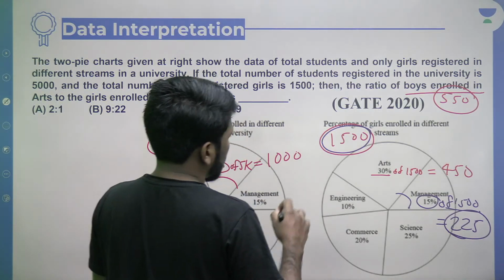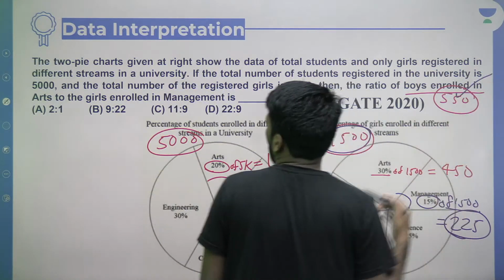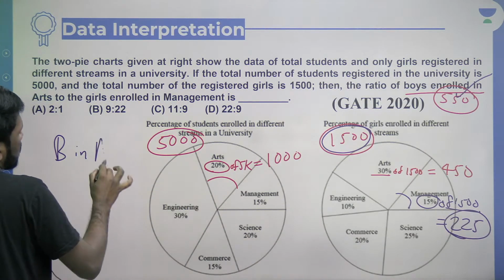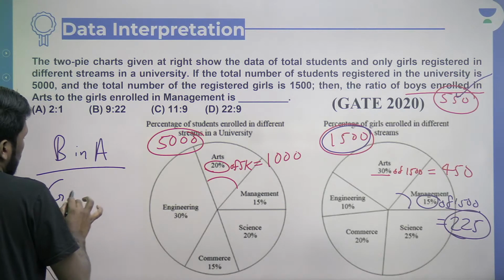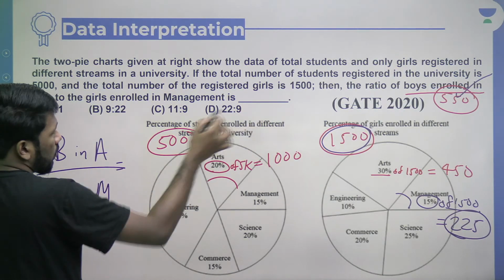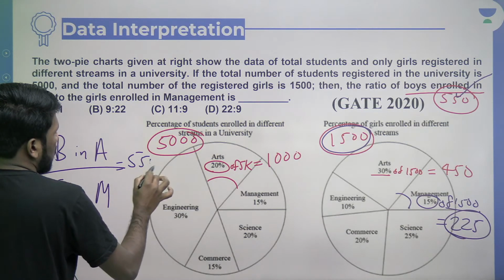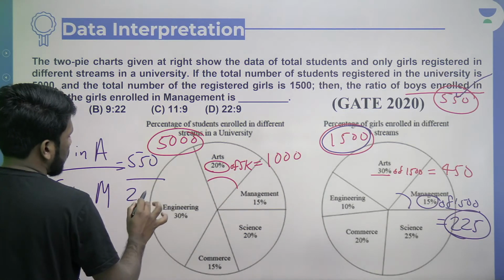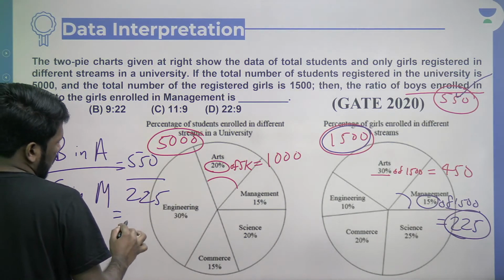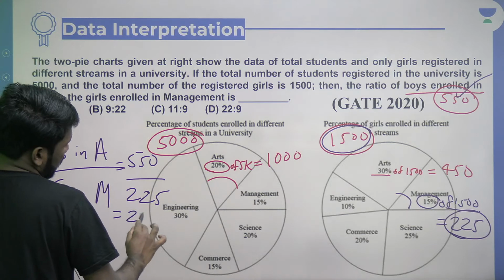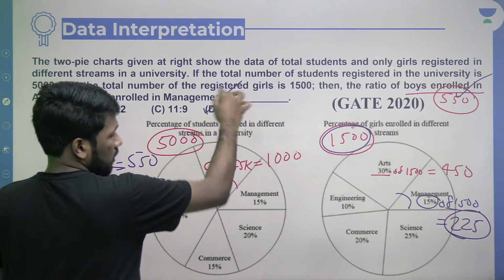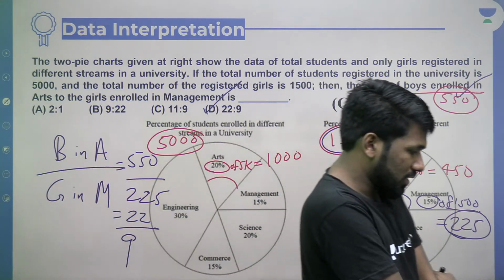Both the values: 550 is the boys enrolled in arts, and 225 is the girls in management. This is what you need to take the ratio of. Boys in arts is 550, girls in management is 225. So cancelling the common terms, 25 is common. When you cancel it, you will get 22 by 9. Option D, 22:9 is the answer.